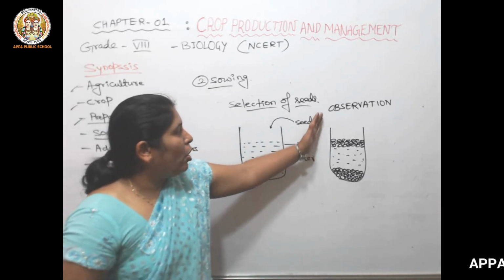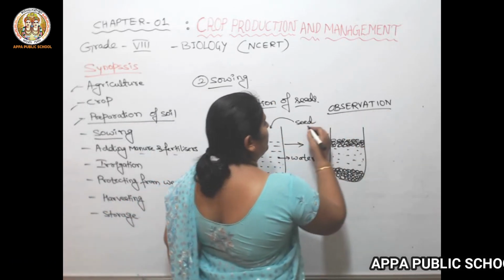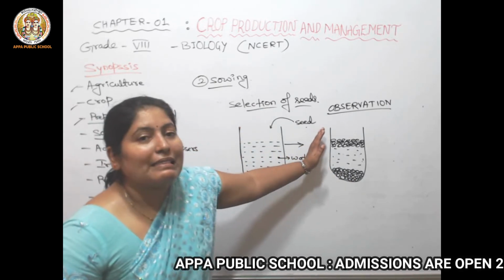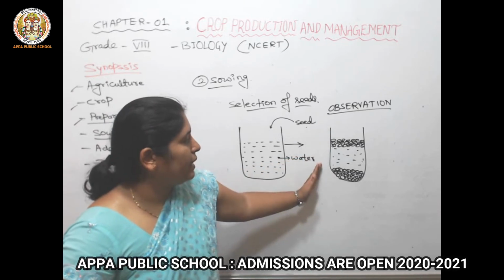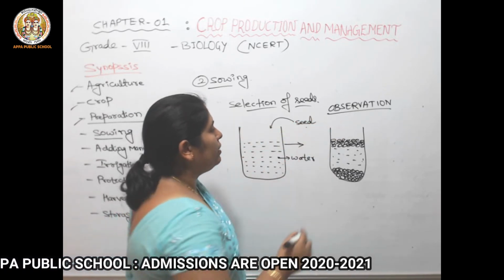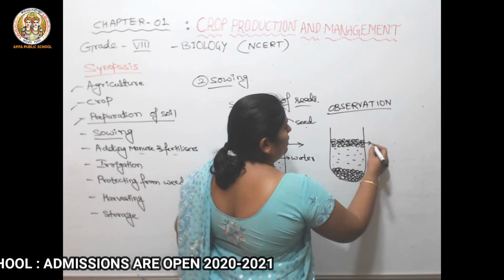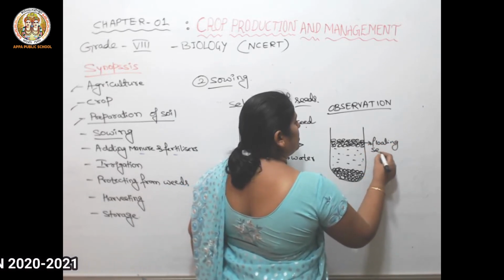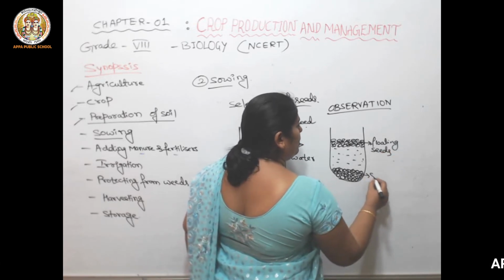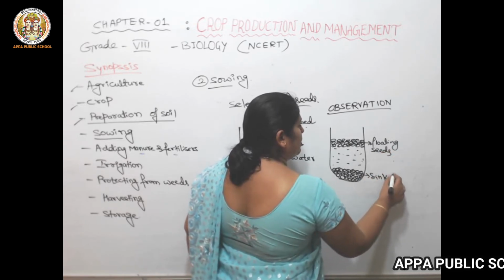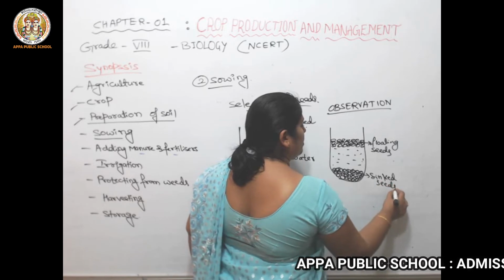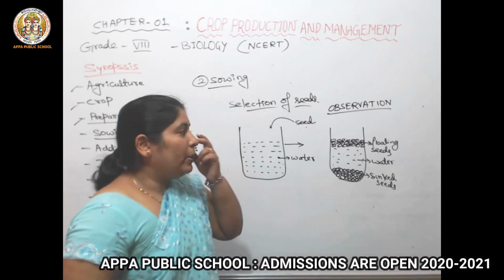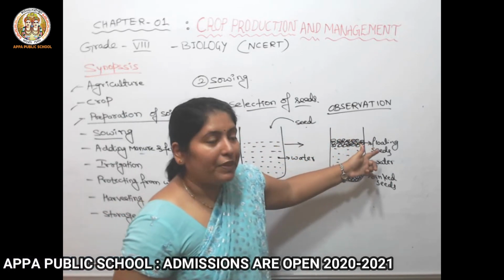This is actually the observation, what you are observing after addition of the seed to the beaker which is containing the water, stirring that and allowing it to settle. At that time you will observe this particular beaker where two layers of seeds are there. This is floating seeds, right? These are sunk seeds. This is water, right? So here you are observing two layers of the seeds.